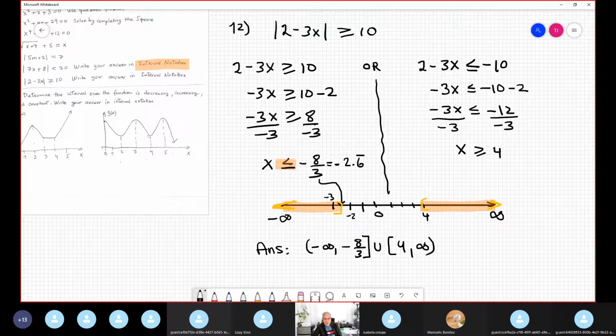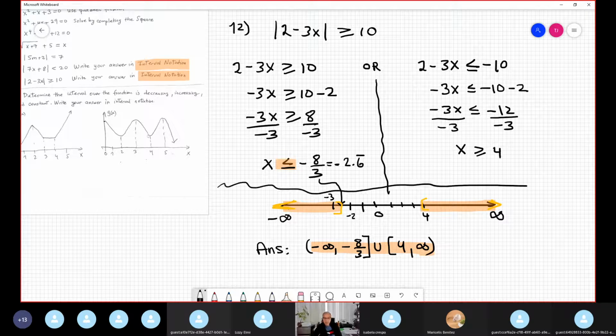So remember, I need the answer in that way: interval notation. That's the name of this. If you stop here, you are in big trouble. Okay, and I need interval notation. May I erase or no? Yes.